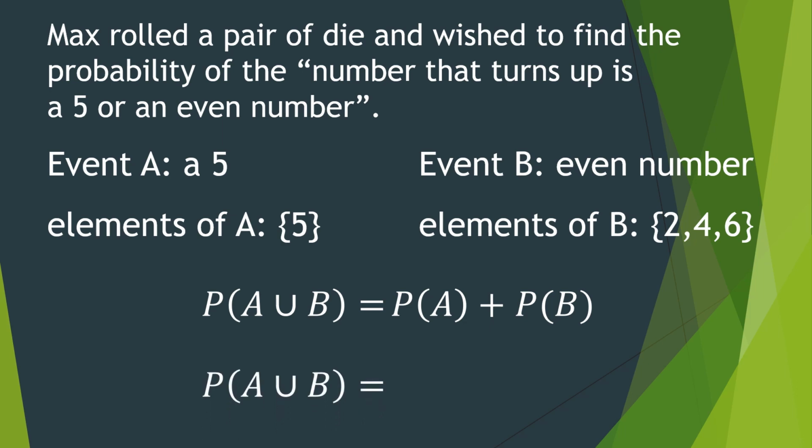So, the probability of A union B is simply equal to 1 over 6 plus 3 over 6, and that is equal to 4 over 6. And in lowest terms, that is 2/3.